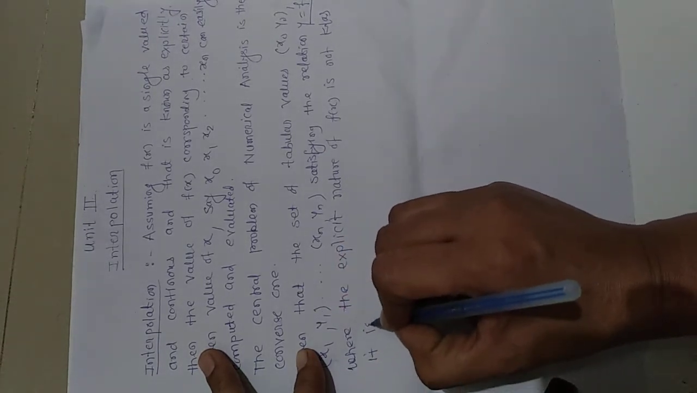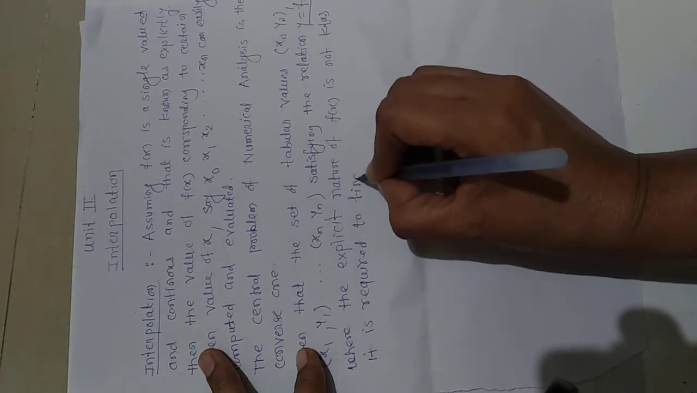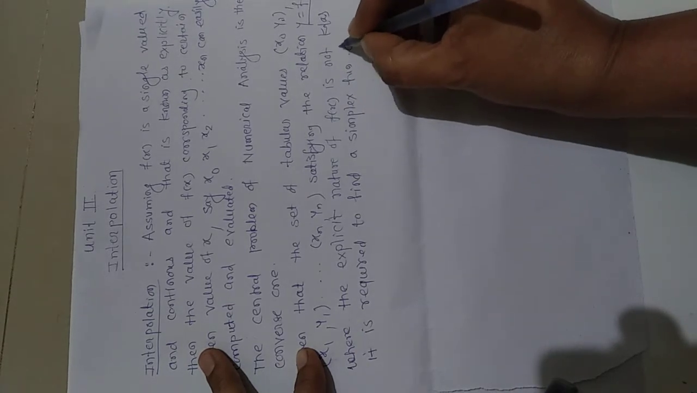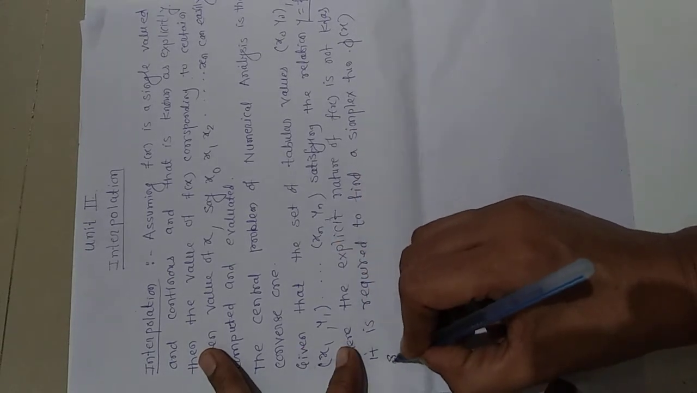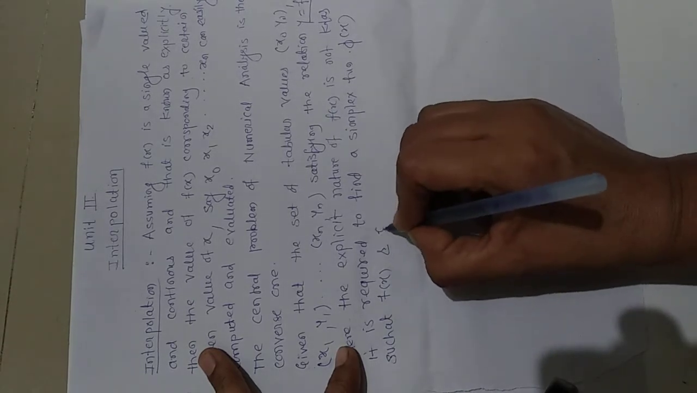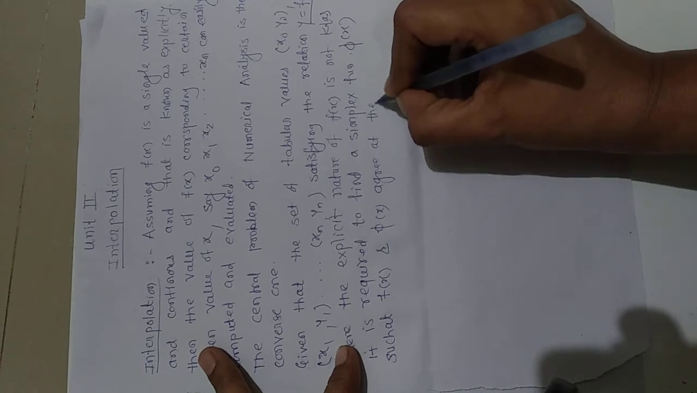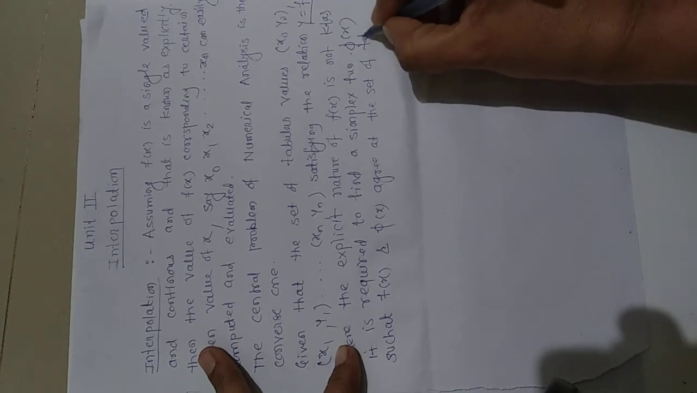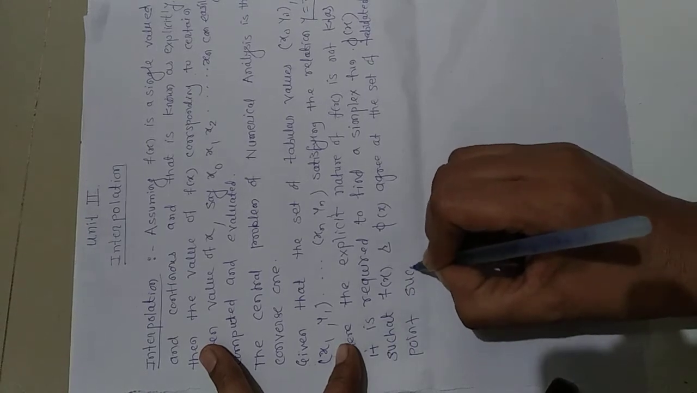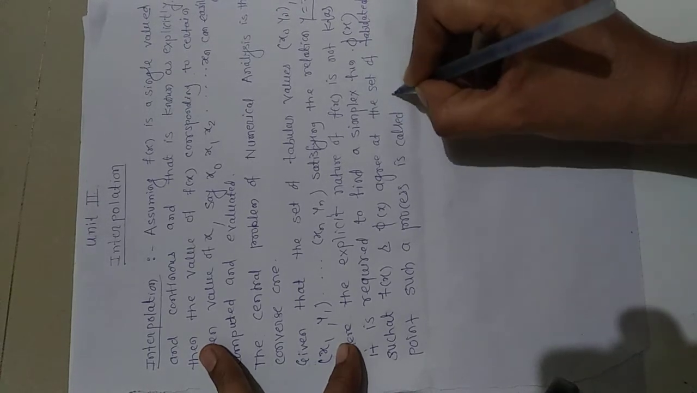It is required to find a simpler function phi of x such that f of x and phi of x agree at the set of tabulated points. Such a process is called interpolation.